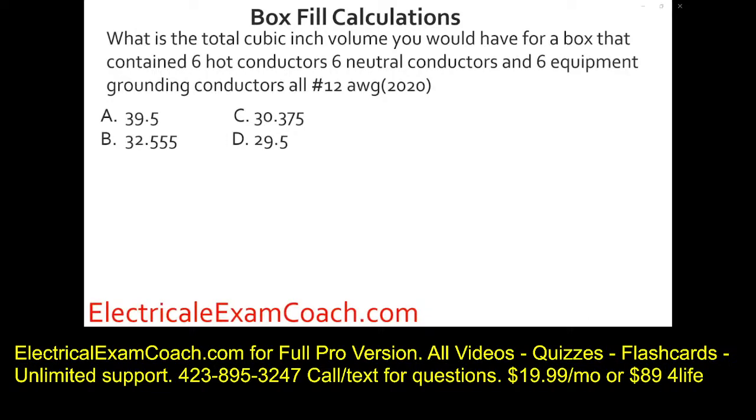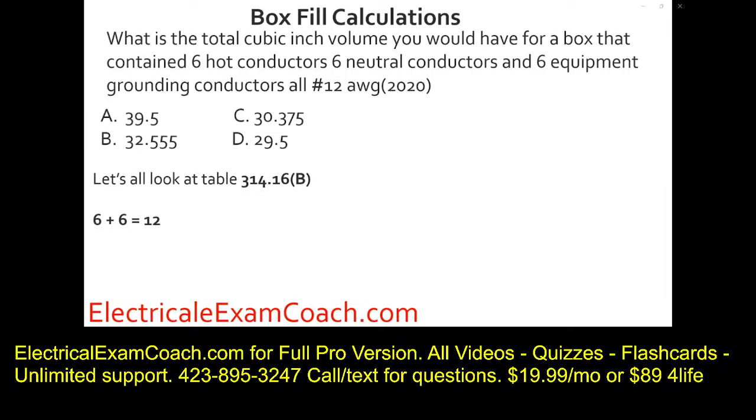What is the total cubic inch volume you would have for a box that contained 6 hot conductors, 6 neutral conductors, and 6 equipment grounded conductors, all of the 12 gauge persuasion in the 2020 and the 2023? First thing we're going to do, we know we take the 6 hots and the 6 neutrals, and we're going to set that to the side.